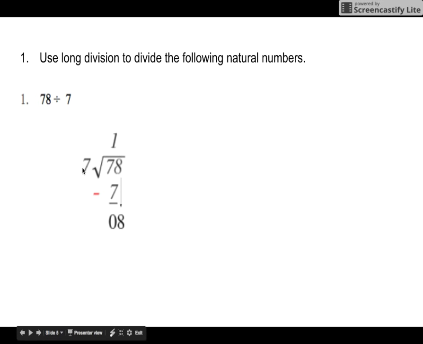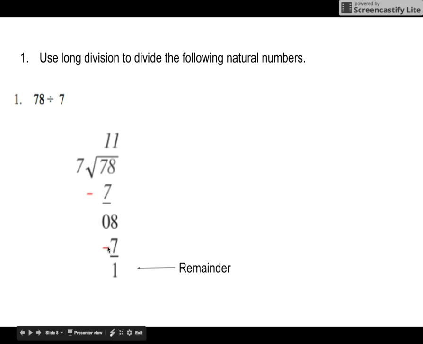And then you're going to ask yourself, what times 7 will give us 8? Well, the answer to that again is 1. So we're going to put a 1 up on the quotient bar, right up here. Now 7 times 1 is positive 7. However, again, rules of long division, you have to switch the sign. And this changes to negative 7. So we have 8 minus 7, and that gives us a remainder of 1.